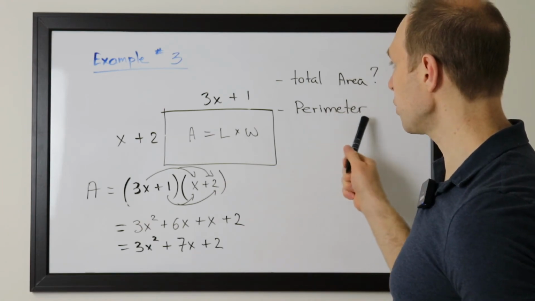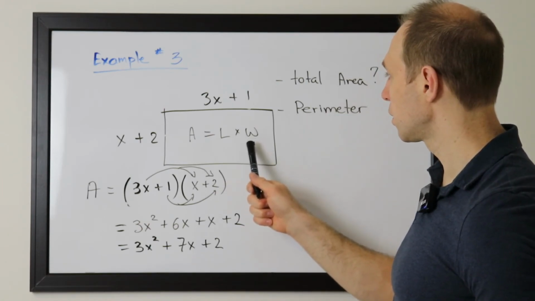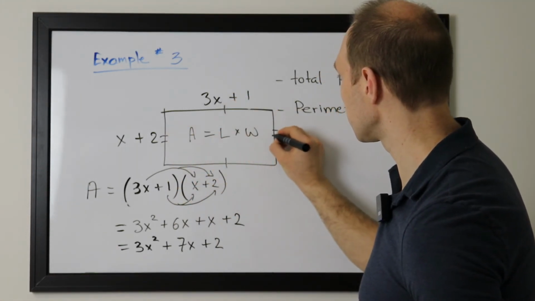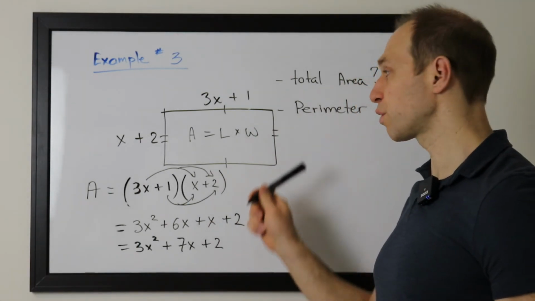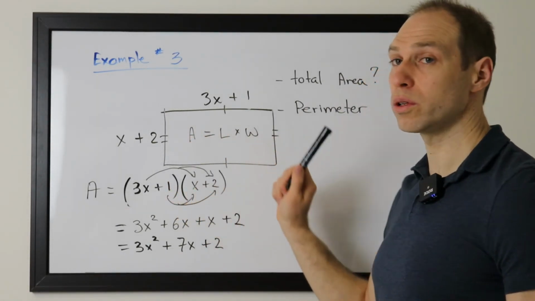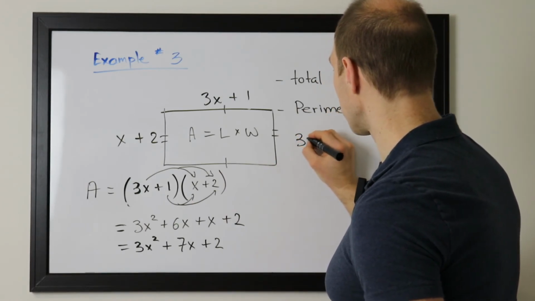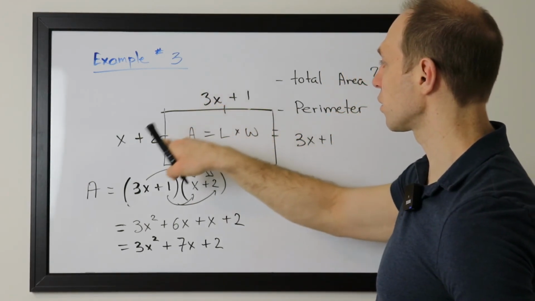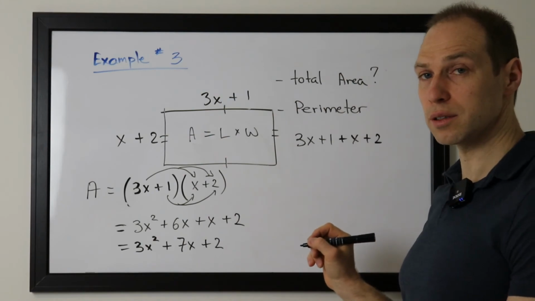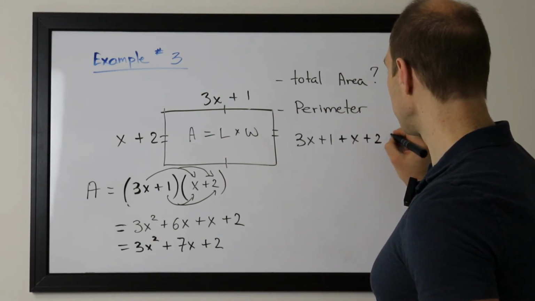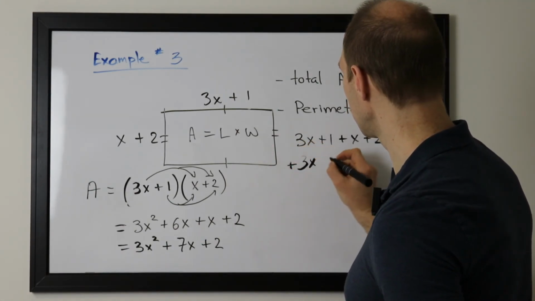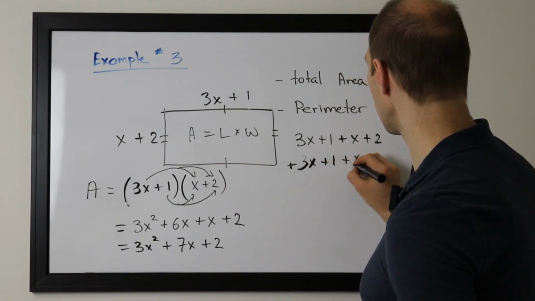Okay? If we're looking at the perimeter of this question, we need to, again, consider that these two sides are the same. Now these two sides are also going to be the same. The equation for the perimeter of a rectangle, or any shape, in fact, is that we have to add up all the sides. What we're going to do is take 3x plus 1. We're going to add it to the x plus 2. We don't have to put any brackets. And then I'm going to add 3x plus 1 and again x plus 2.